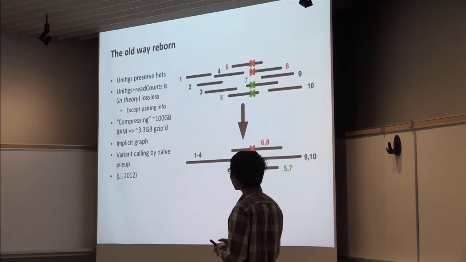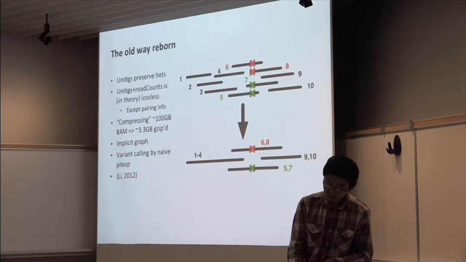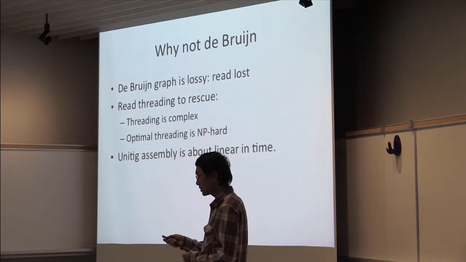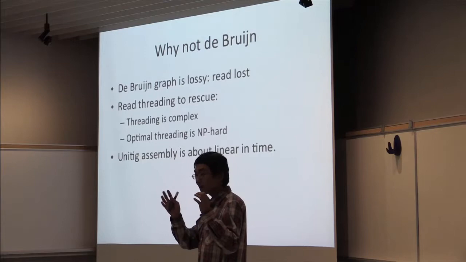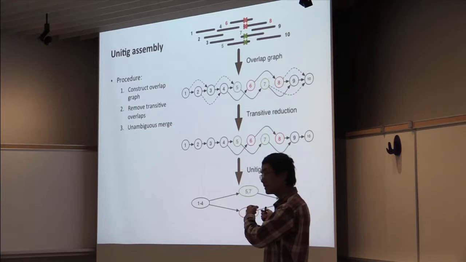This approach is actually in a previous paper, probably two years ago. The method is not quite new, but these days I'm mostly working on some details to make it really work. One comment about the de Bruijn graph: the de Bruijn graph is lossy by nature. You can build it in this way. You chop the reads into overlapping k-mers, and then follow this procedure to build a graph. It is actually the de Bruijn graph.